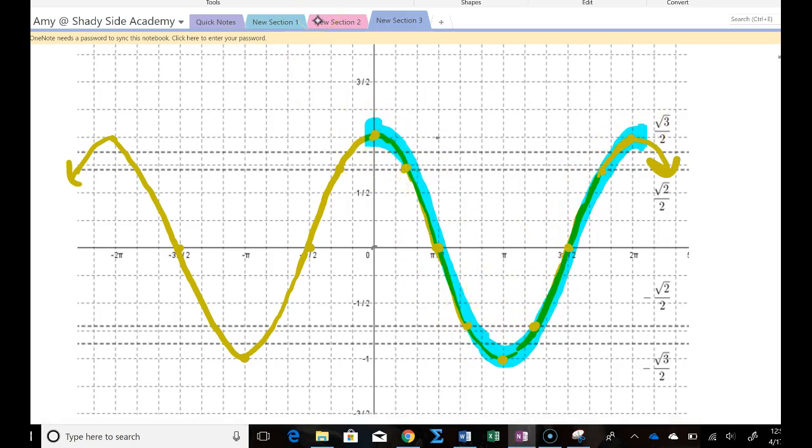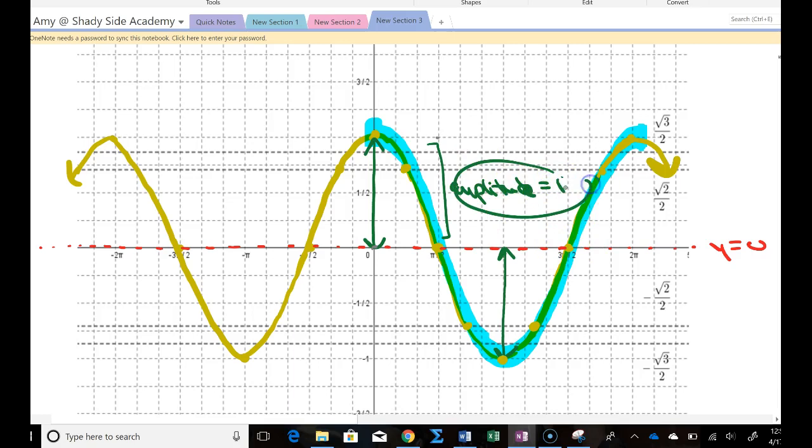Some body parts should be familiar. There is an axis of the wave. The axis of the wave is the same as that of y equals sine x. It's still y equals 0. The amplitude is still the same. It's the distance between a max and the axis of the wave, or a min and the axis of the wave. So no difference here. The amplitude does equal 1.